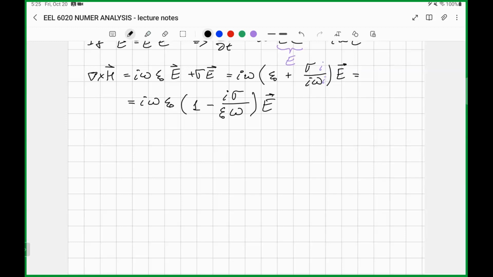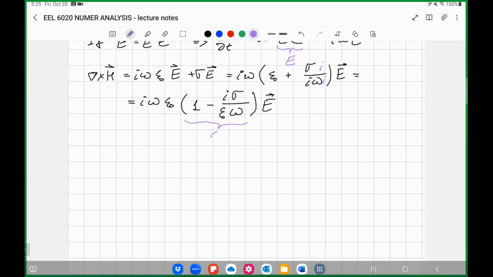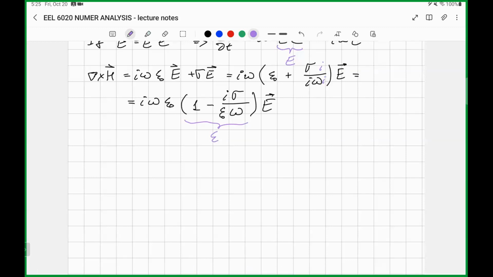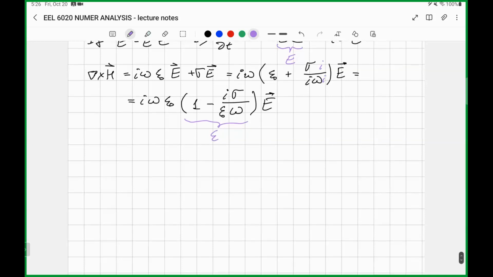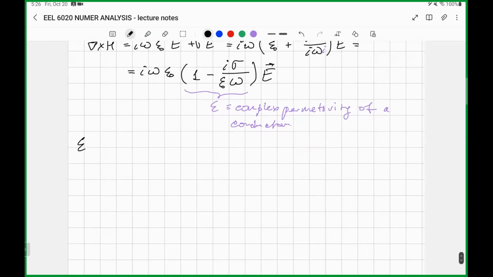Right, so this quantity in the parentheses can be considered as some epsilon, but in this case of a metal, right? The complex permittivity of a conductor. We can actually write this down as epsilon C with a tilde, denoting that this is a complex quantity.